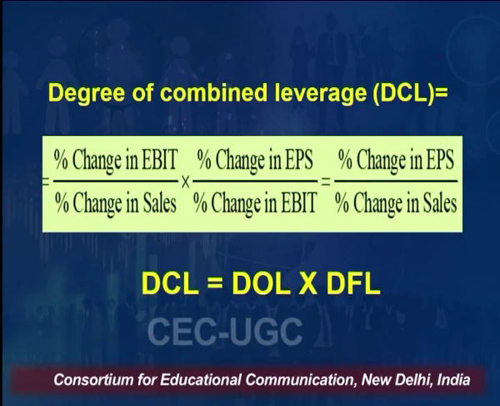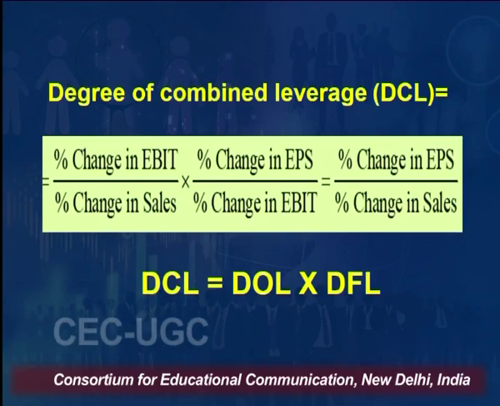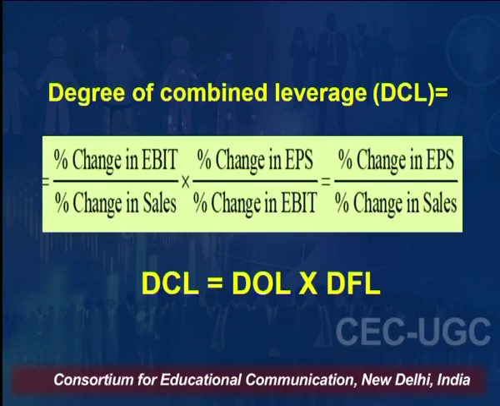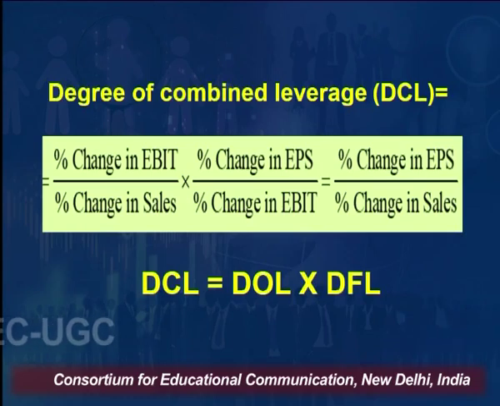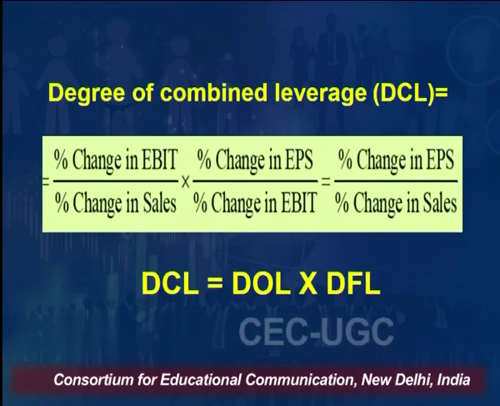This will be multiplied by the second part of the equation, that is percentage change in EPS divided by percentage change in EBIT, which is our financial leverage. So, these two parts are multiplied together and we will get the value which will be equal to degree of combined leverage, which will be equal to percentage change in EPS divided by percentage change in sales.